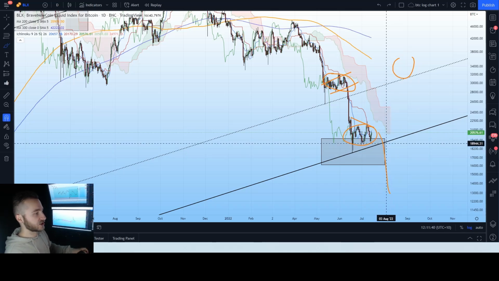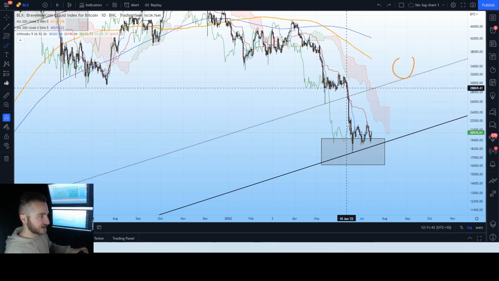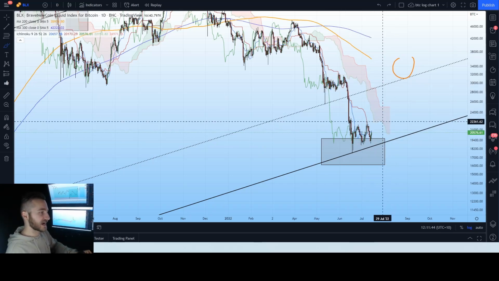So we are breaking over the conversion line. We are breaking over the baseline. It's looking okay. Again, the lagging span and the price below the clouds are still two bearish indicators.